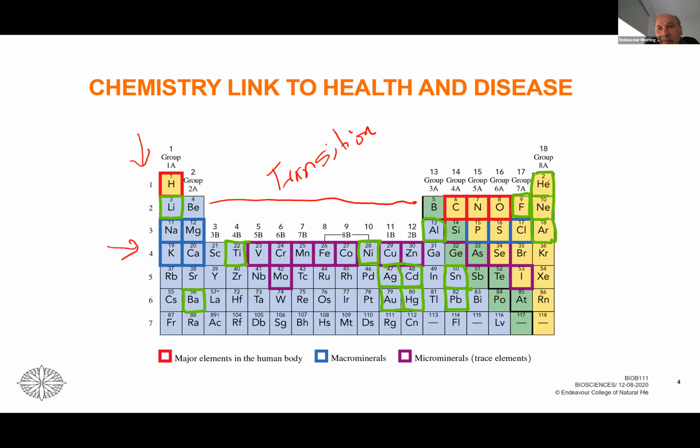because many of you will be doing nutritional biochemistry, I'm sure. When you do nutritional biochemistry, you are going to learn more about these elements and their functions. Any questions so far?